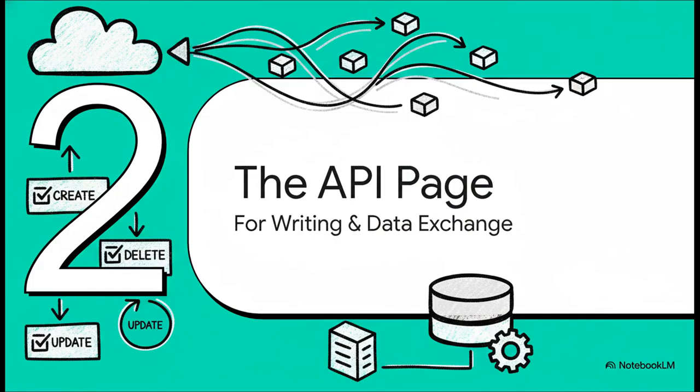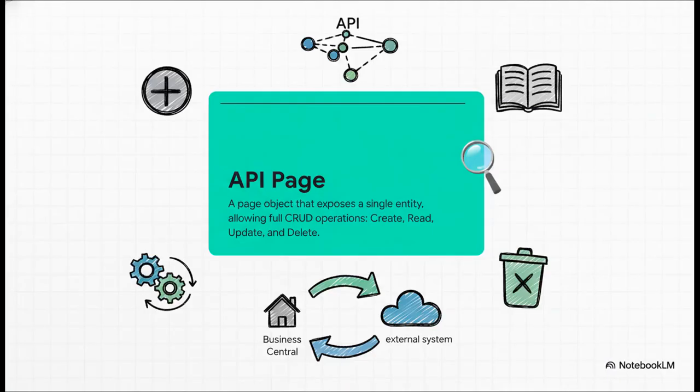So let's explore our first path. If your integration needs to create, update, or delete data inside Business Central, the API page isn't just a good option, it's your only option. Its defining feature is full CRUD support: create, read, update, delete. That is what makes it absolutely essential for any kind of two-way data exchange. Bottom line, if you need to write data back into Business Central, you have to use an API page.